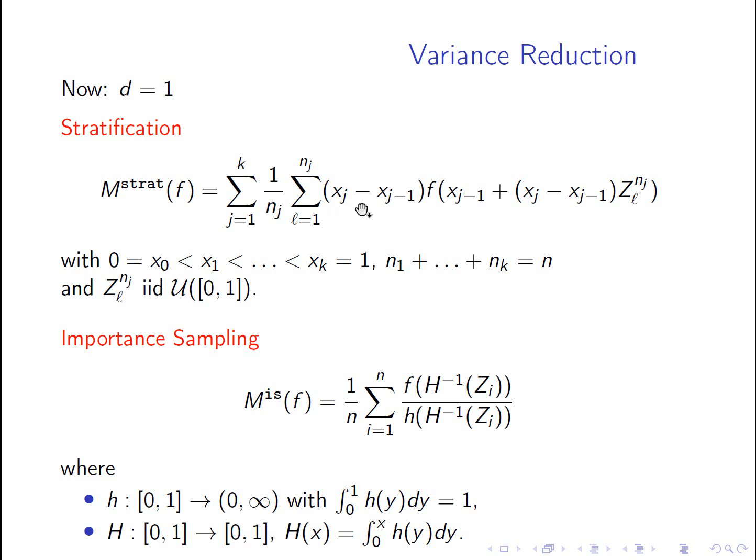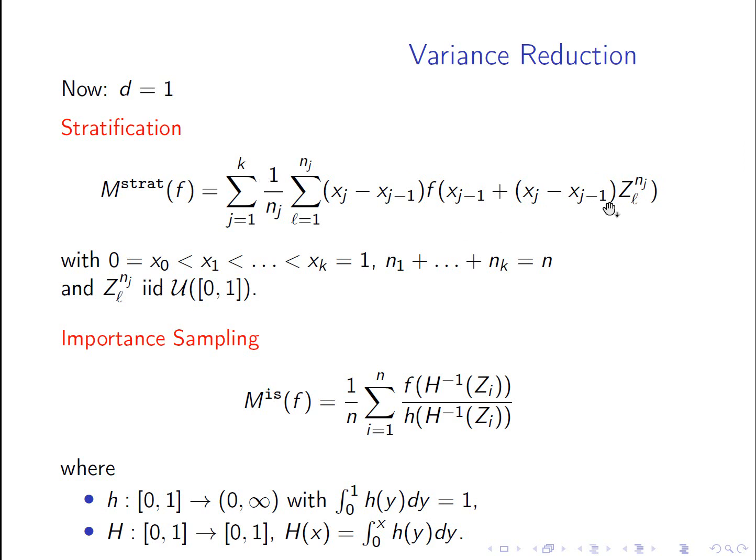The easiest way to understand stratification is that we are cutting the interval from 0 to 1 into smaller parts, namely the subintervals from xj minus 1 to xj, where j runs from 1 to k, so we have these k subintervals. And on each of these subintervals, we are now doing standard Monte Carlo. That's the expression inside the first sum: for each subinterval, the standard Monte Carlo estimator.